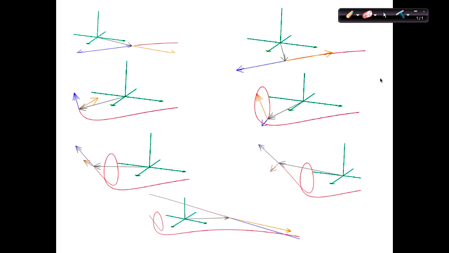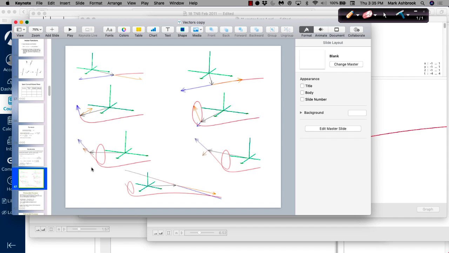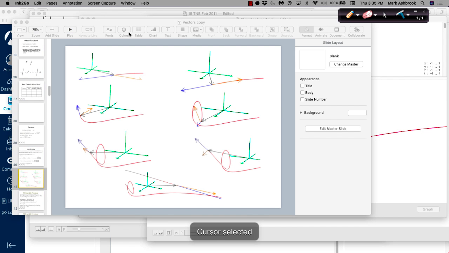So that's acceleration. Questions? Okay, so let's take this conversation elsewhere.